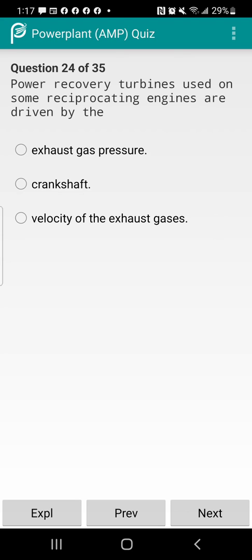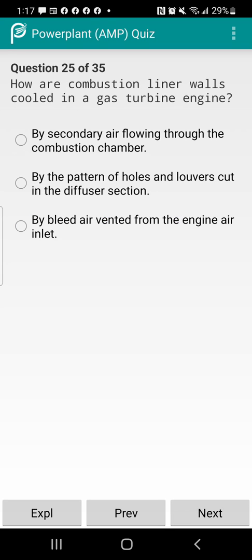Power recovery turbines used on some reciprocating engines are driven by the velocity of the exhaust gases.